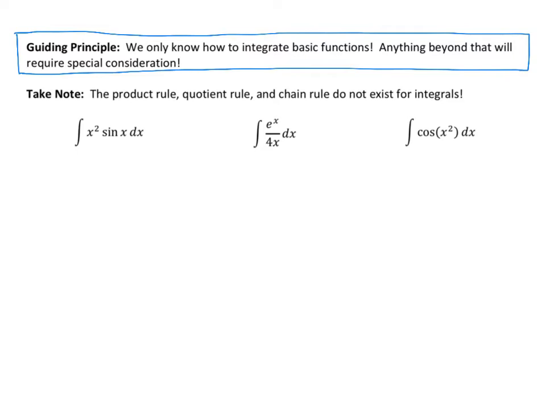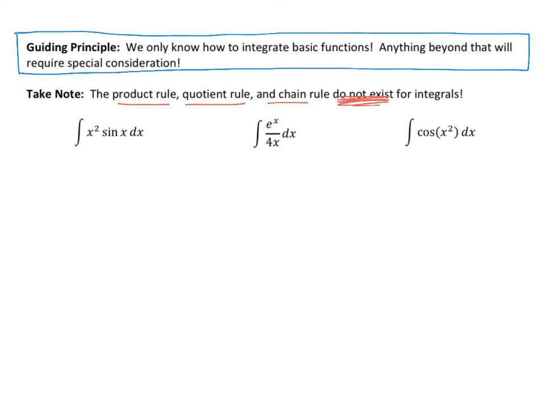The product rule, the quotient rule, the chain rule, those things do not exist for integrals. We can use the product rule to do derivatives of products. We can use the quotient rule to take the derivative of quotients. We can use the chain rule to take the derivative of composed functions. But when we're asked to do the antiderivative of those things, we can't do it.